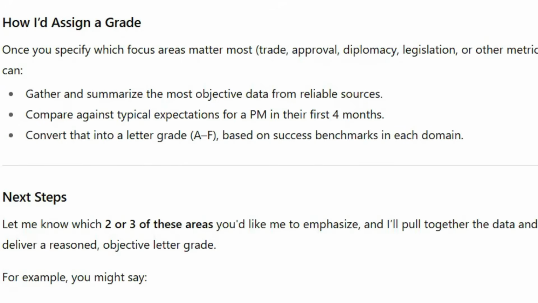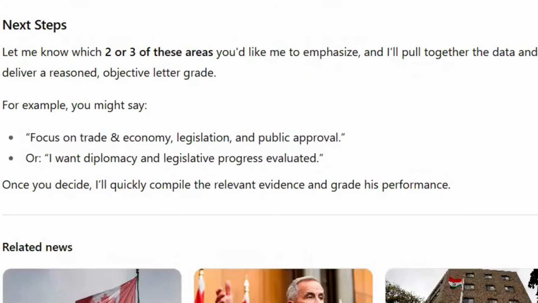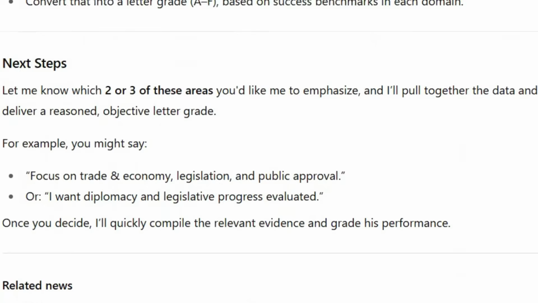Once you specify which focus areas matter most, I can gather and summarize the most objective data from reliable sources, compare against typical expectations for a PM in the first 4 months, convert that into a letter grade based on success benchmarks in each domain. So let me know which 2 or 3 of these areas you'd like me to emphasize, and I'll put together the data and deliver a reasoned objective letter grade. For example, you might say focus on trade and the economy, approval, or I want diplomacy and legislative development. Once you decide, I'll quickly compile filtered evidence and grade his performance.